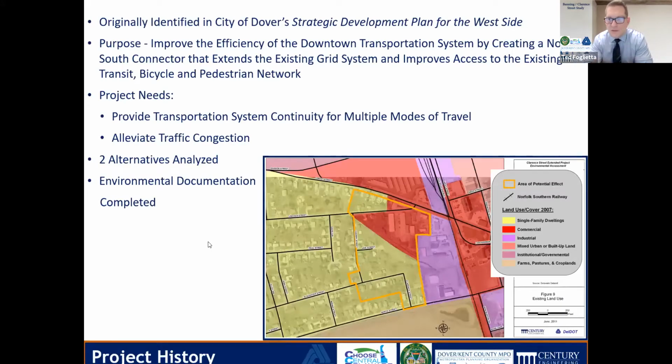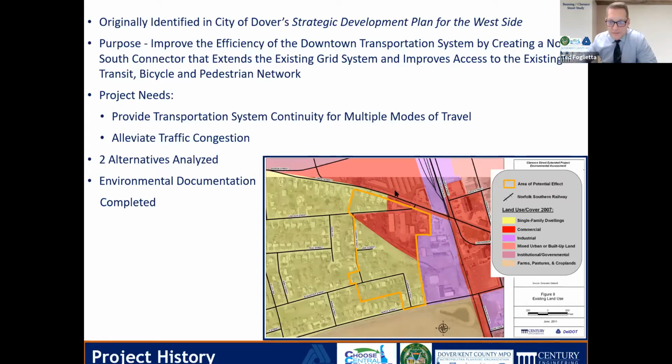So I wanted to talk a little bit about the project history. This project has been around for a long time. The West Side Plan was completed in 2000. The purpose at the time, very similar, was to improve efficiency in the downtown transportation system by creating a north-south connector and improve access to the existing transit, bicycle, and pedestrian network.